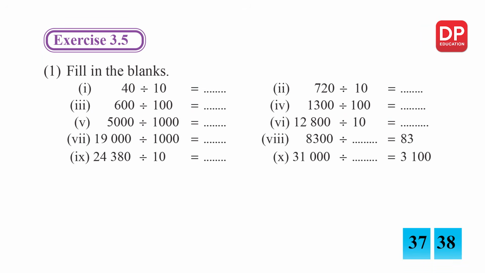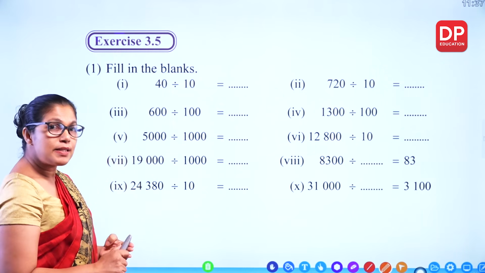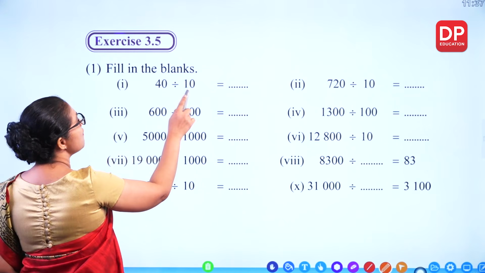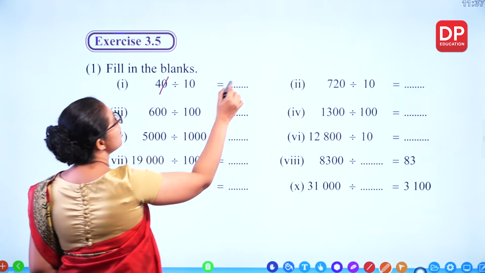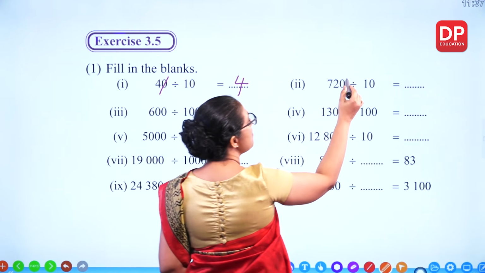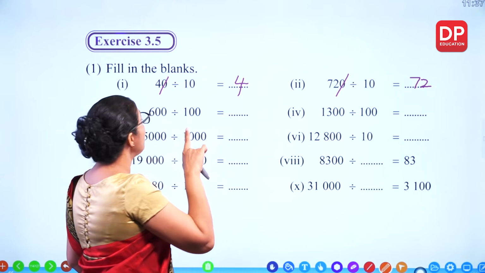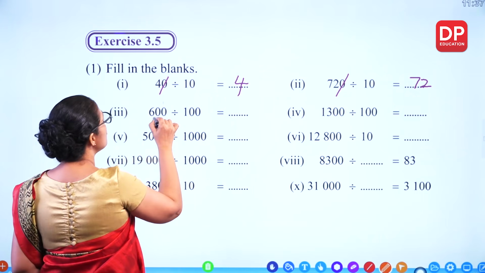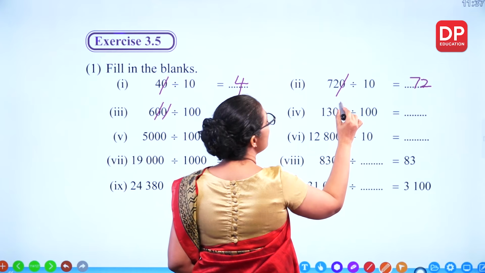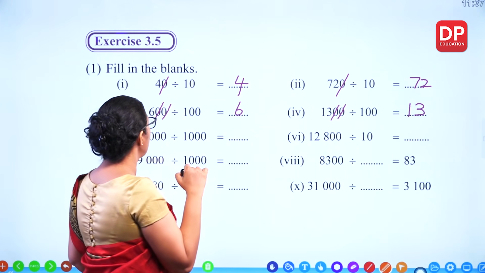Exercise 3.5. Fill in the blanks. Divided by multiples of 10, you can cross out the 0. 40 divided by 10, you can cross out 0 and write 4. 720 divided by 10 means cross out 0, you get 72. Divide by 100, you cross out 2 zeros, you get 6. Divide by 100, cross out 2 zeros, that's 30.